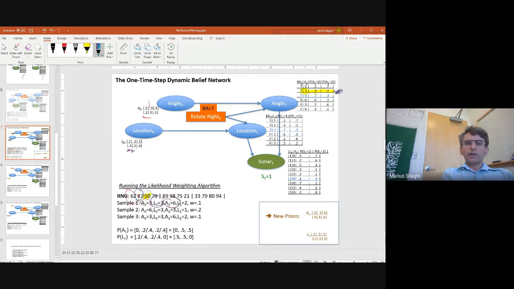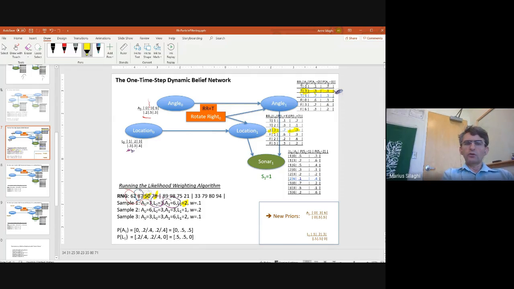Then we are going to sample location 1, and again we are at location 3, action true, and now we are going to look. The random number here was 78, so up to 70 we are location 1, we are past 70, so we are at location 2. So here we are at location 2.